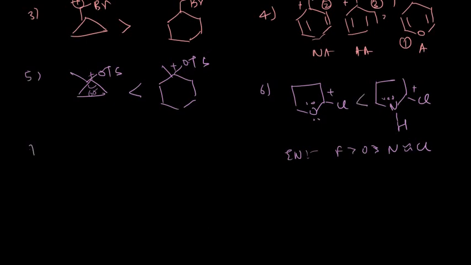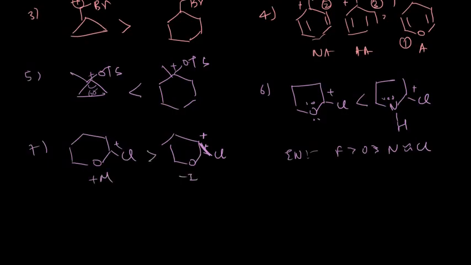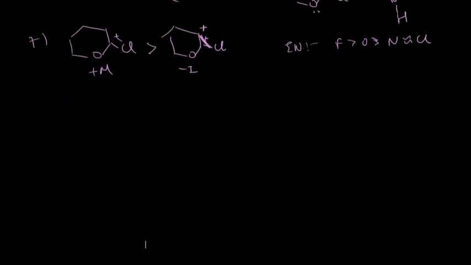So let's do the seventh problem, the last one. We have a Cl, and here also we have Cl. So it is a carbocation here and a carbocation here. Here it is getting plus M, and it is getting minus I. Obviously plus M is more stable, so it has more rate. So that was all about the rate of the SN1 reaction. Now we're going to talk about the characteristics.